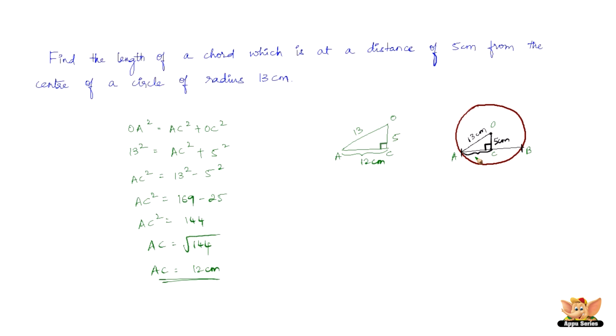But then we found only the length of half the chord. So what is the total length of the chord? If half is 12, then the total would be double the half. So it will be 12 into 2, which is 24 centimeters. Therefore the length of the chord AB equals 24 centimeters.